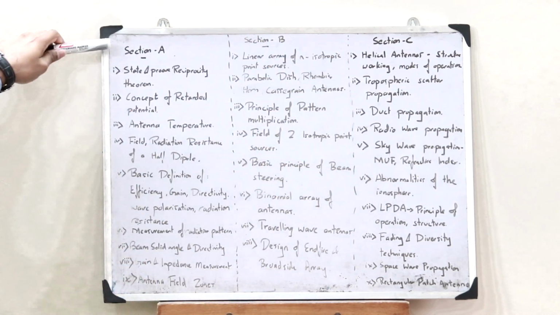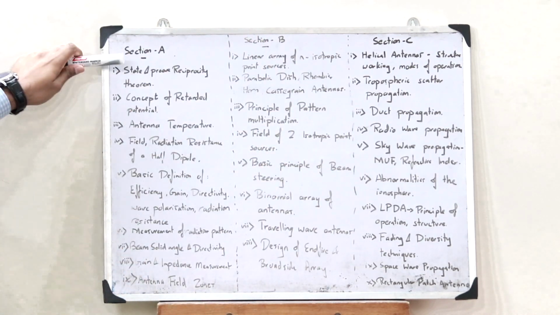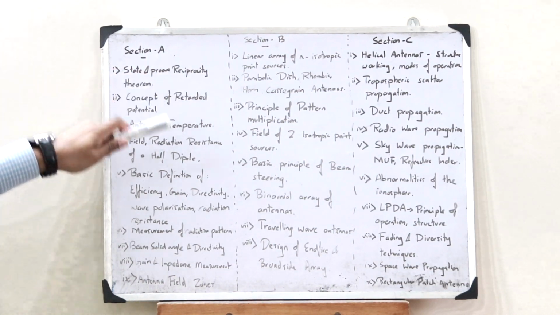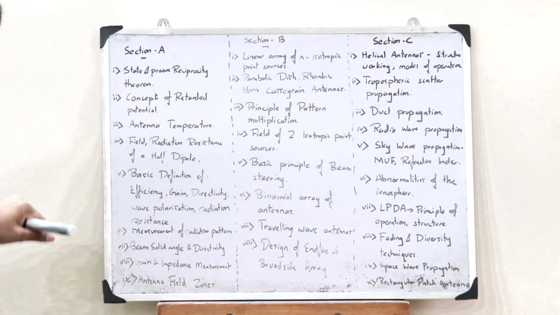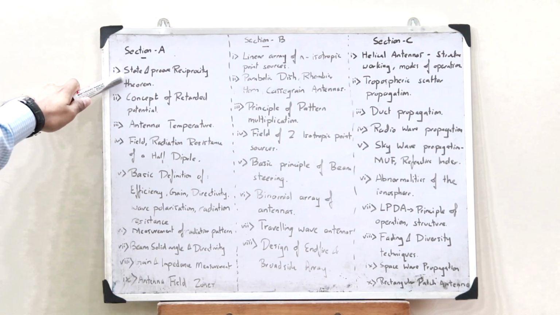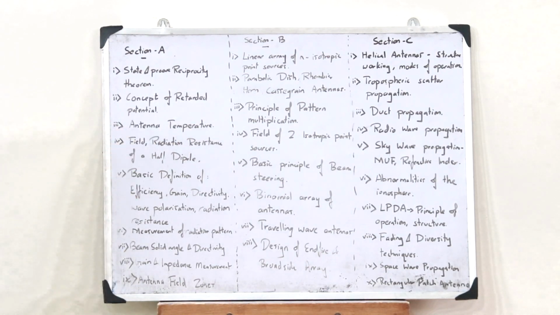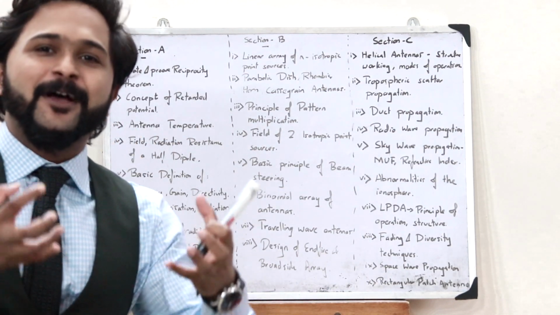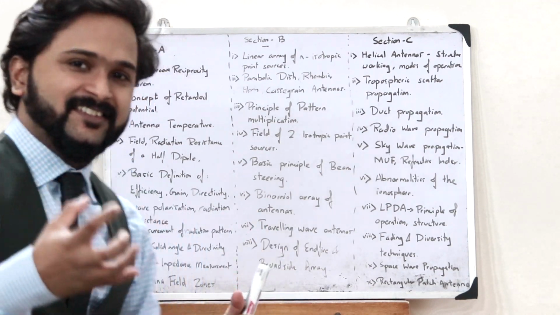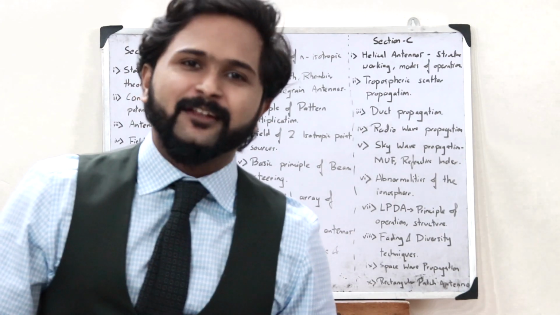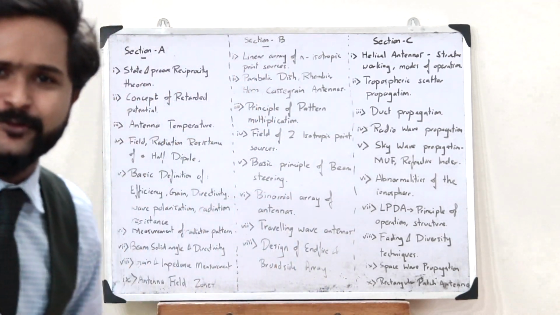And now finally from section A, the first, obvious thing that you have to go through is state and prove the reciprocity theorem. This is a frequently asked question. And after the reciprocity theorem, you have to understand the concept of the retarded potential. I've clearly explained the concept of retarded potential in the lecture series of this. If you guys haven't checked that out, I'll leave the link to that video in the description below. Please do check it out.